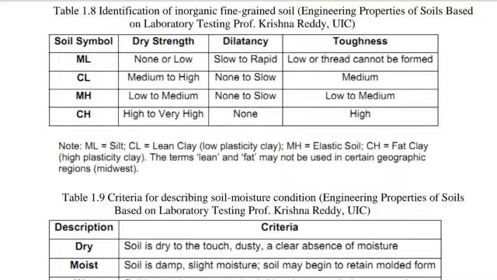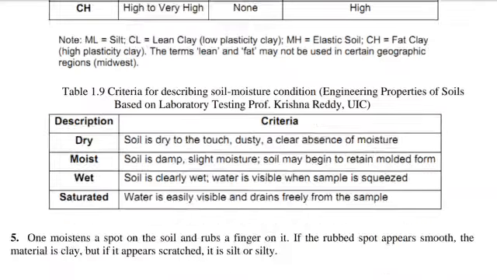Note: ML is equal to silt, CL is equal to lean clay, low plasticity clay, MH is equal to elastic soil, CH is equal to fat clay, high plasticity clay. The terms lean and fat may not be used in certain geographic regions. Table 1.9, criteria for describing soil moisture condition.